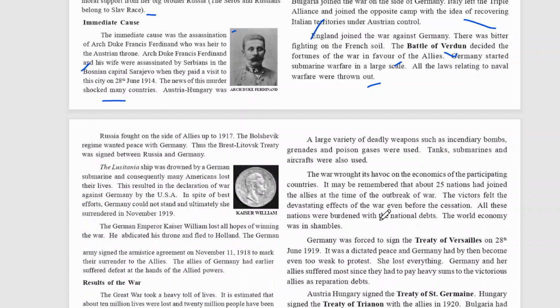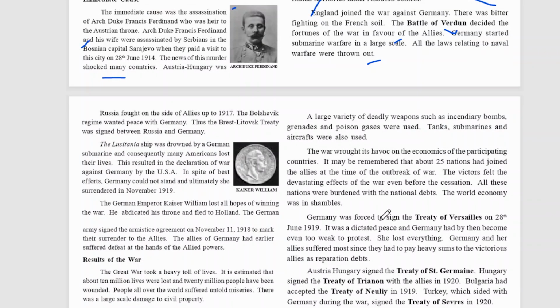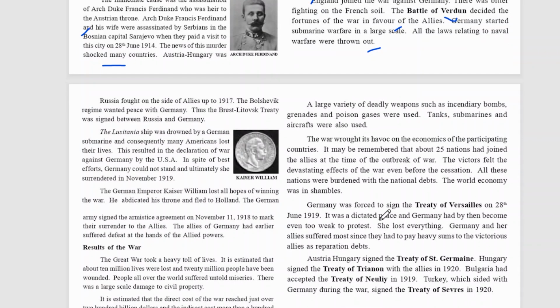In spite of the effort, Germany could not stand, and ultimately she surrendered in November 1918. The German Emperor Kaiser William lost all hope of winning the war, and he abdicated his throne and fled to Holland. The German army signed the armistice agreement on November 11, 1918 to mark their surrender to the Allies. The allies of Germany had earlier suffered defeat at the hands of the Allied powers. And what are the results of this war? So this is the picture of Kaiser William.